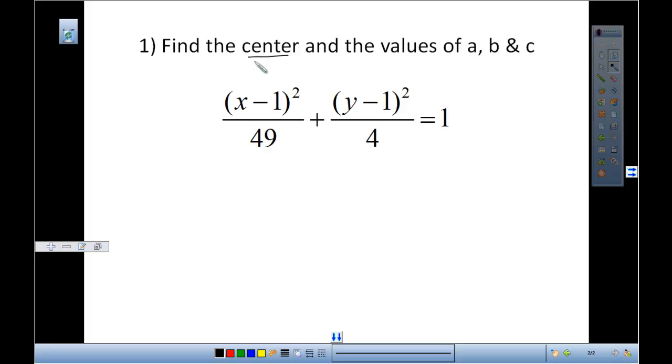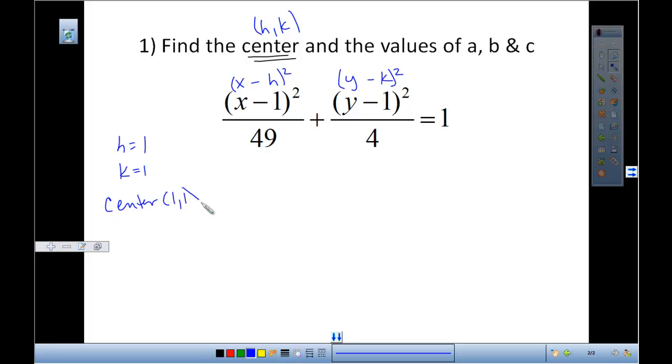So the center is pretty easy. We know that we're always going to be able to find our value for H, K, which is going to be our center, just by looking at our equation. We know that H is always going to be next to our X, and we know that K is always going to be next to our Y. So looking at this, our value for H is going to be 1, and our value for K is going to be 1. So our center is at the point (1, 1).